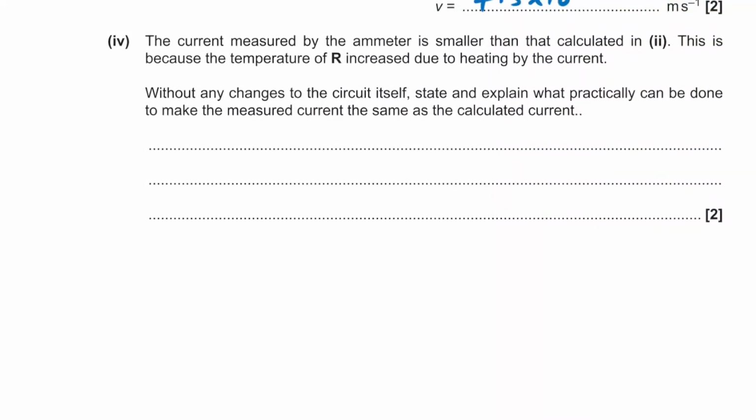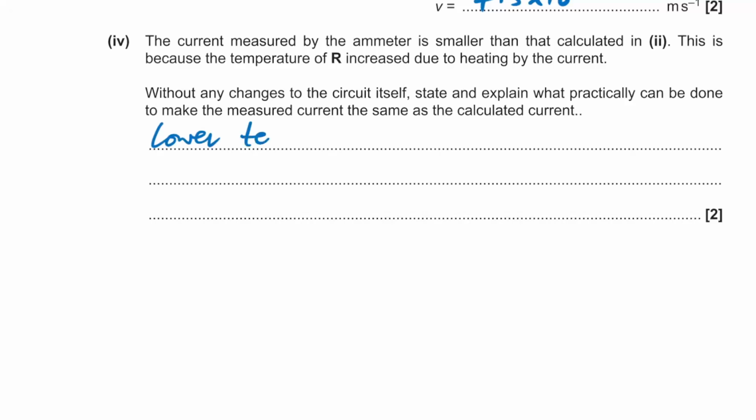Current measured by the ammeter is smaller than that calculated in 2. This is because the temperature of R increased due to heating by the current, but it really shouldn't be, because resistors are specifically designed such that the resistance stays constant no matter how hot they get, within reason. Without any changes to the circuit itself, state and explain what practically can be done to make the measured current the same as the calculated current.